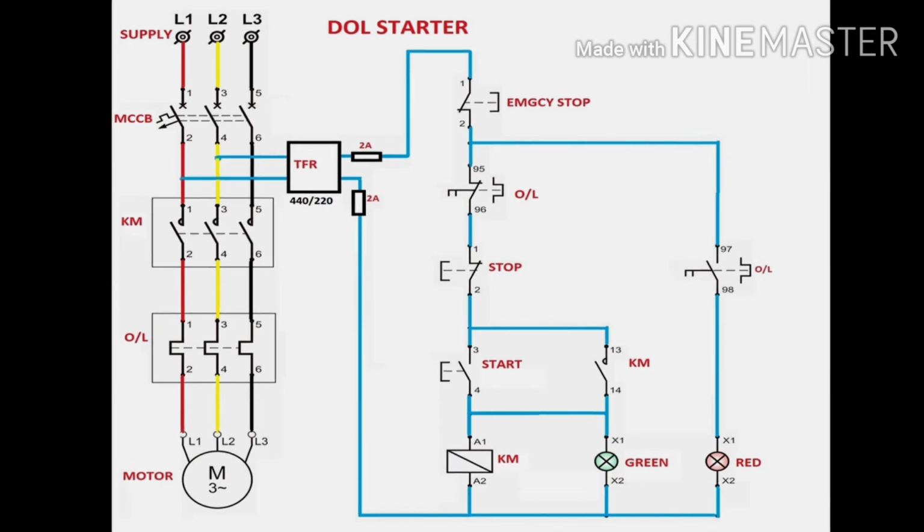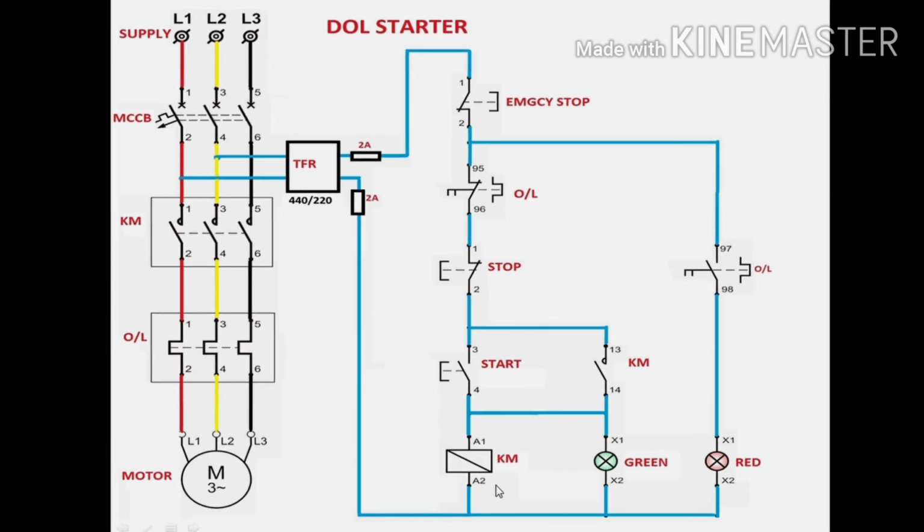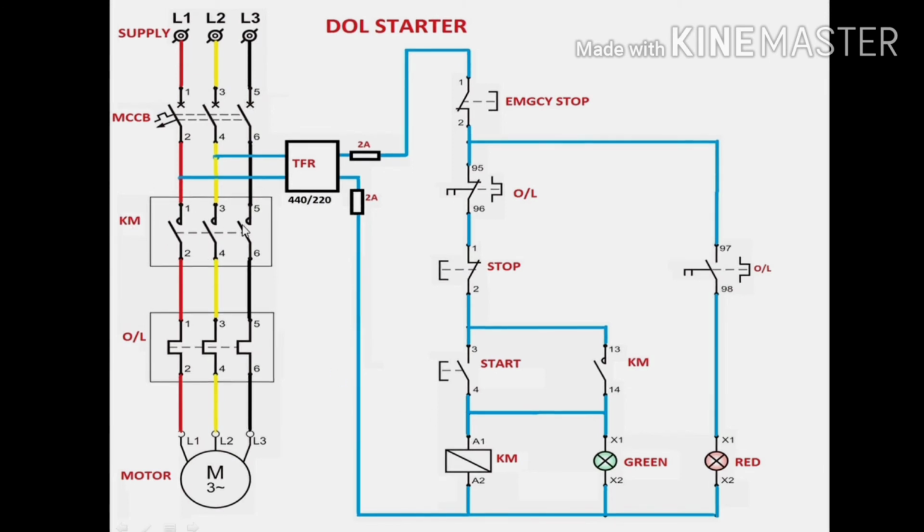Now let's see how the circuit diagram works. We already know the transformer secondary is 220, going up to here and waiting, and one side is going to A2. When we press the start button, A1 and A2 get a 220 volt supply and the coil will energize. When this coil energizes, its normally open contact will close and act as a retaining circuit. The main contacts will close and the motor will get supply through the overload relay and the motor starts running. This is the simplest starting procedure.